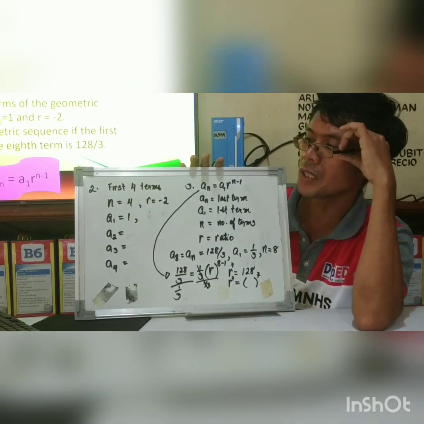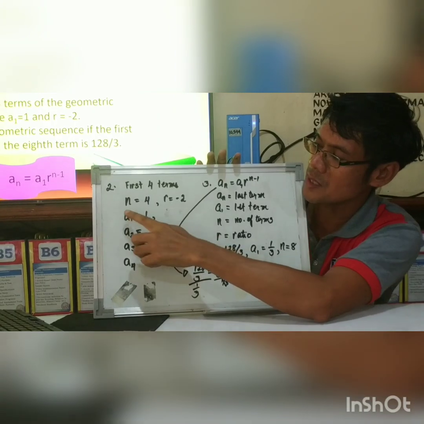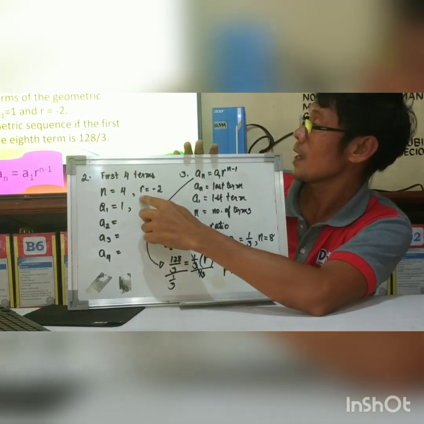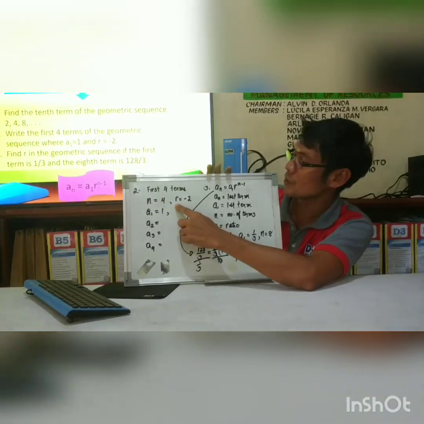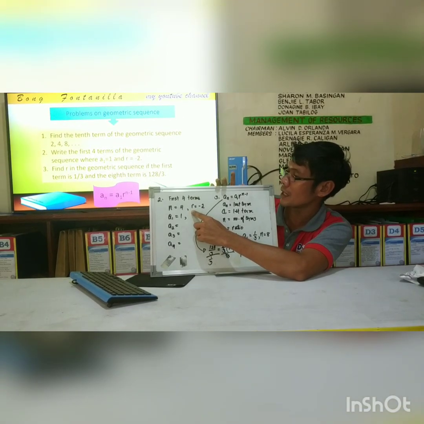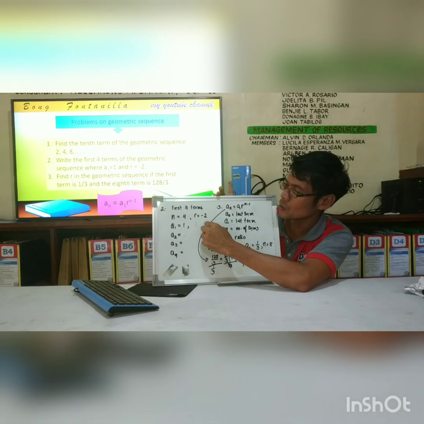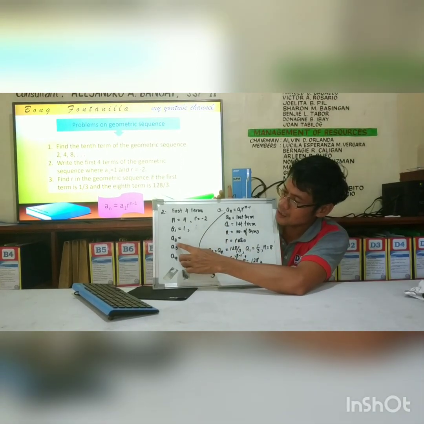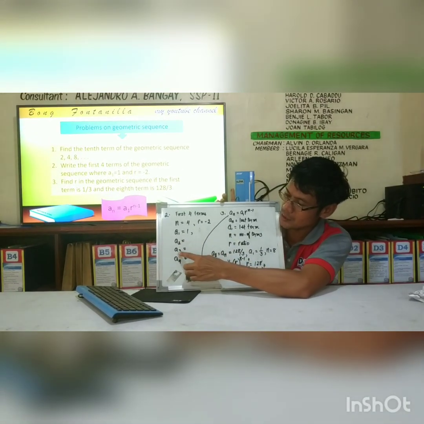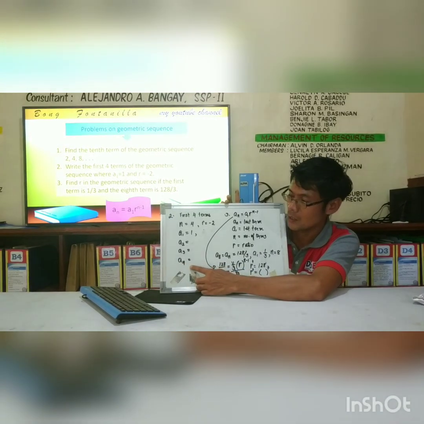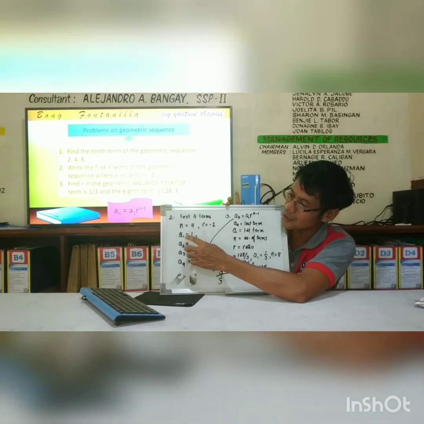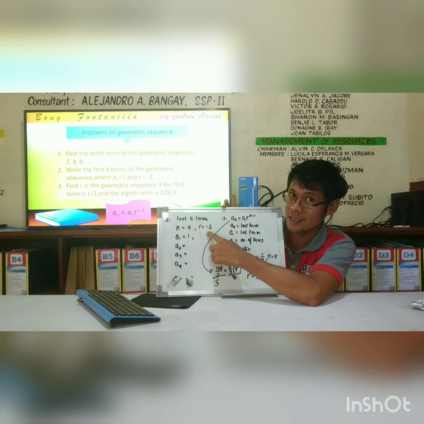So, balik tayo for number 2. There are 4 terms, so our n is equal to 4. And we can readily compute for the common ratio, that is given as negative 2. So we will be getting a sub 2, a sub 3, and a sub 4, given your a sub 1 and the common ratio.